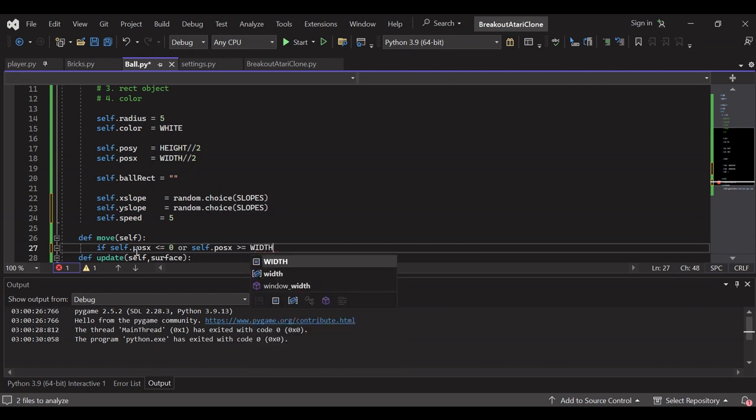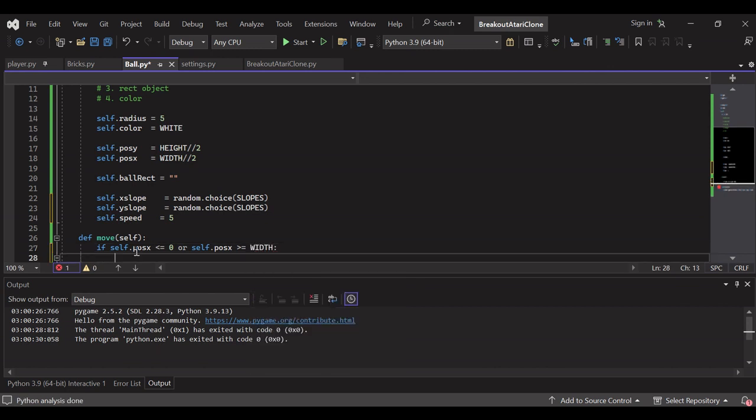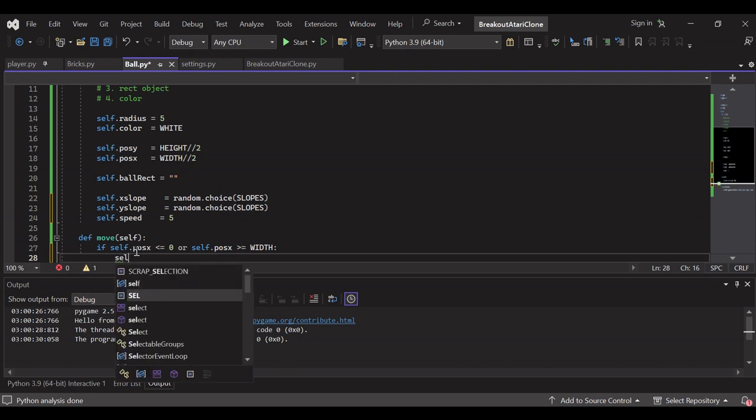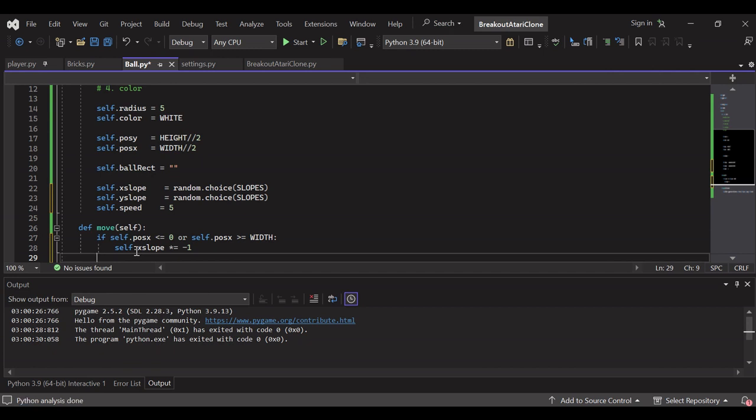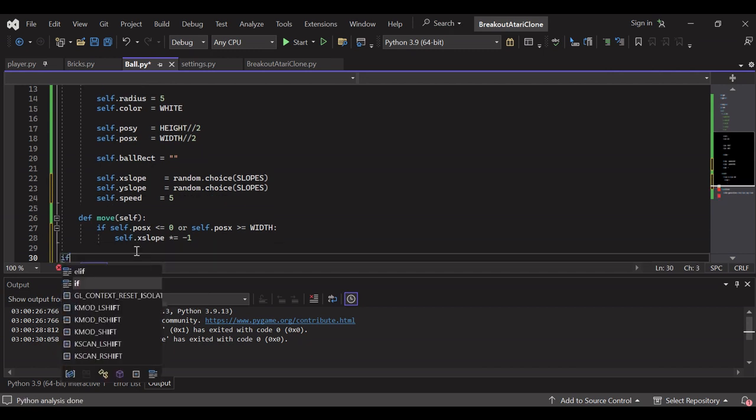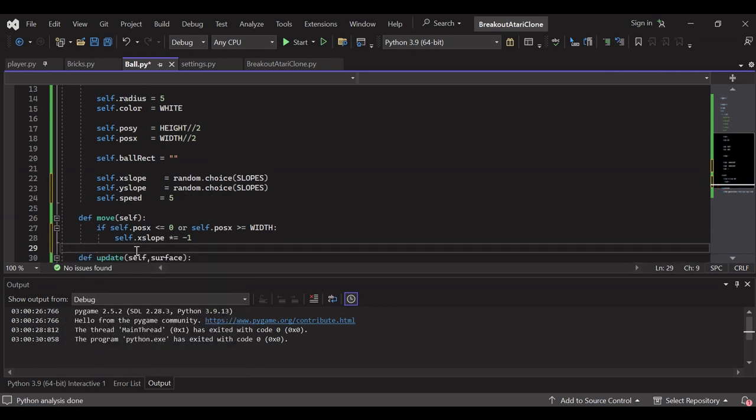So that's what I'm doing here. If the position x of the ball is negative, that is it goes beyond the left side of the screen, or it is greater than the width, that is it goes beyond the right side of the screen, then I have to reverse the direction of the ball. So that's why I am multiplying the x slope with -1.